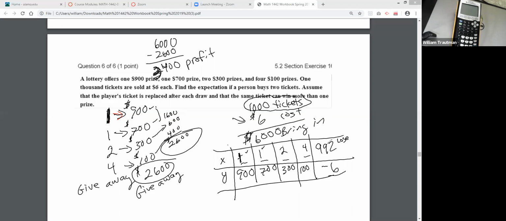Now, I said don't write down this table because there's something wrong with this table. If I am the grand prize winner and I won $900, did I really win 900? Can somebody tell me why I didn't win 900? They give me $900, but tell me why I didn't win it. Or tell me how much I actually did win. Anybody know?